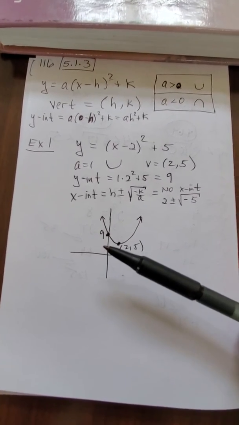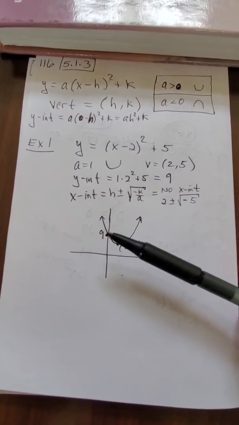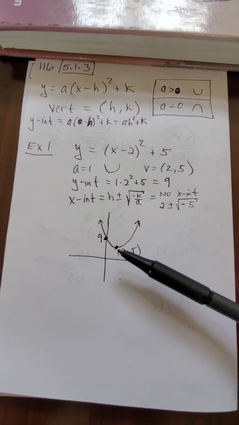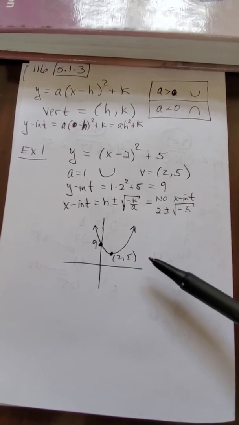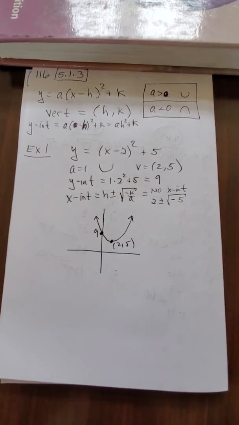Anyway, here's our graph right here. It's a happy parabola. The y-intercept is 9. The vertex is 2 comma 5. And as you can see, it never touches the x-axis. So there is no x-intercept.